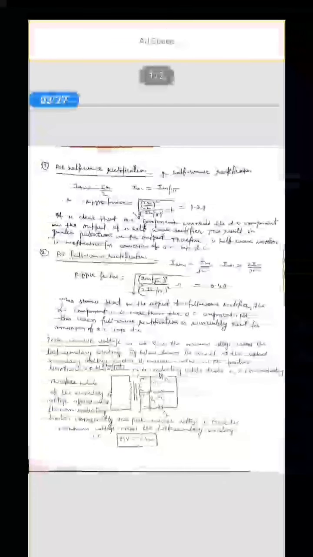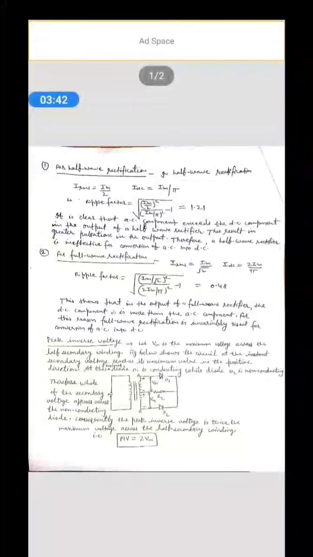Now for the half wave rectifier, IRMS is equal to IM upon 2 and IDC is equal to IM divided by pi. So the ripple factor value for the half wave rectifier comes out to be 1.21.